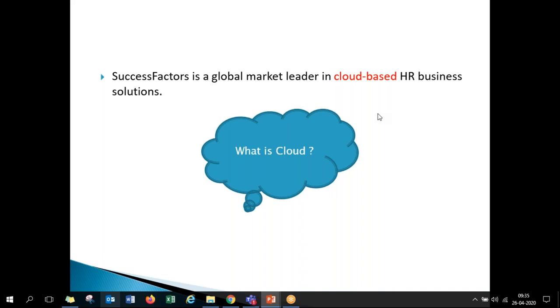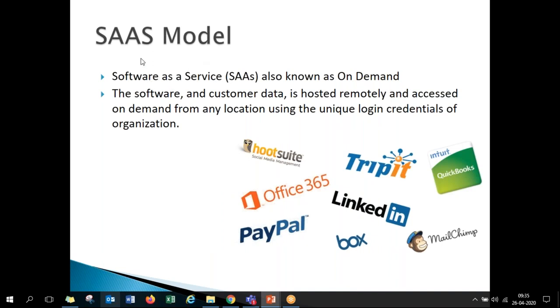That means the data you have been uploading into Facebook is stored somewhere on the Facebook server. You really don't know where the Facebook database server is. It might be in any part of the globe. So this way of remotely hosting the customer data and accessing it on demand, whenever we require, with proper authentication using the internet, is what a cloud-based platform is. And technically it is called the SaaS model, gentlemen. Software as a service model.